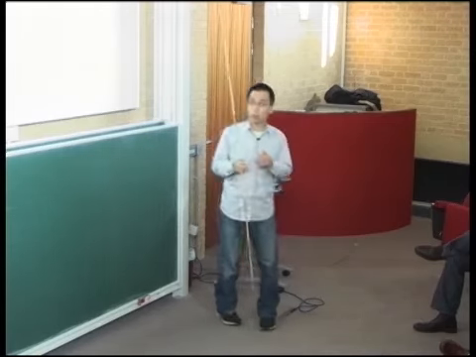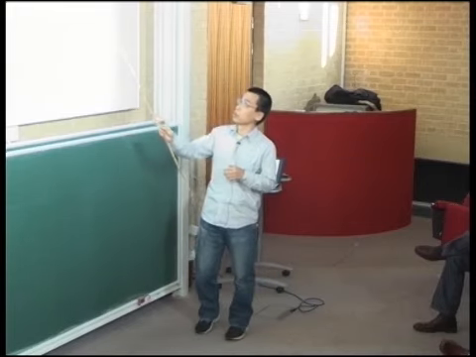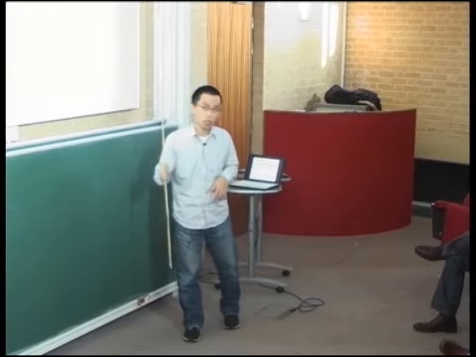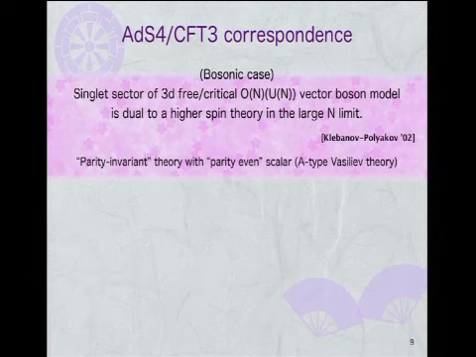Okay. So let me move on to the application of higher spin to the AdS4/CFT3 correspondence. A crucial conjecture was given by Klebanov and Polyakov in 2002, which states that the singlet sector of the three-dimensional free or critical O(N) or U(N) vector boson model is dual to a higher spin theory in the large N limit. Now, this theory is considered as a parity invariant theory with a parity even scalar, called A-type Vasiliev theory.